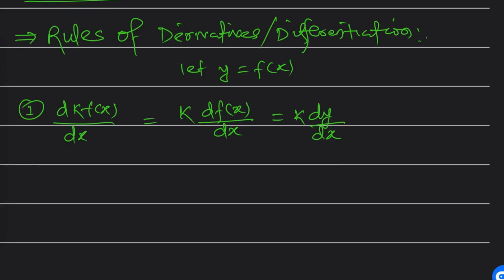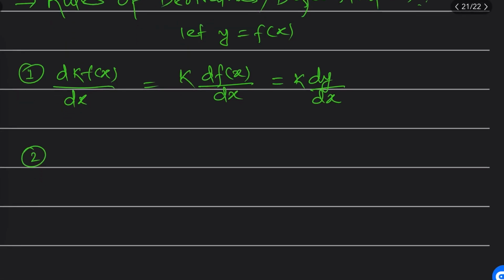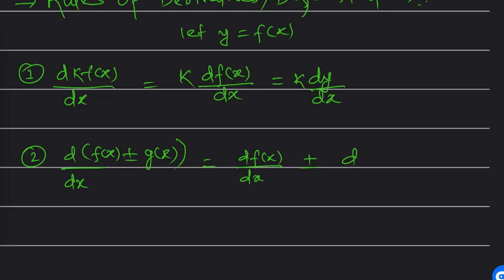Okay, let's start. Rule number 2. Rule number 2 says that if you have two functions, and again, a function is nothing but its y values, then the differentiation of f(x) plus or minus g(x), meaning two functions in addition form, is done separately. You differentiate f(x) with respect to x, put the plus or minus as it is, and then differentiate g(x) with respect to x.